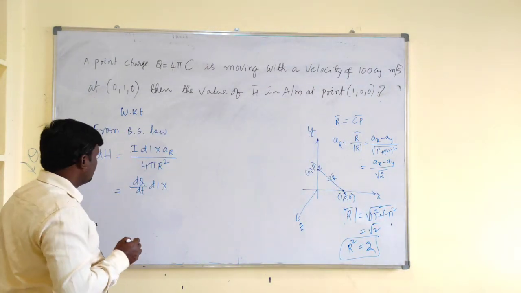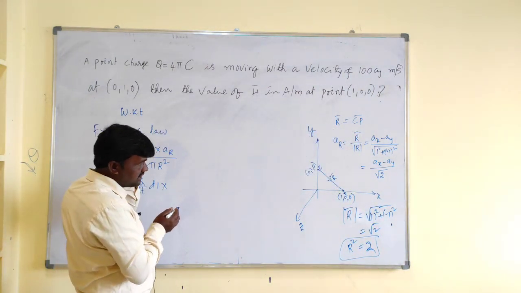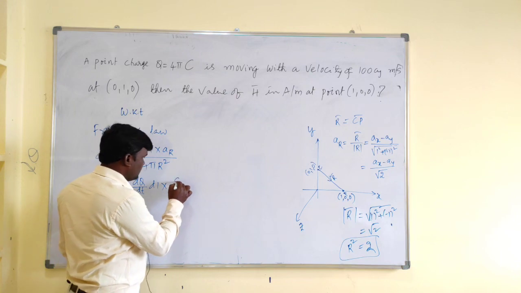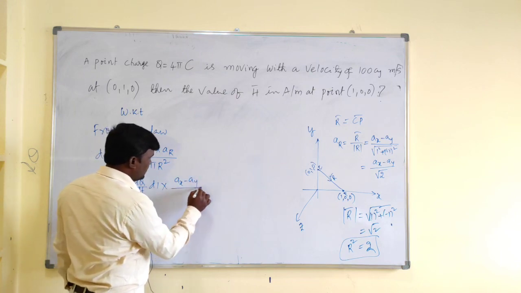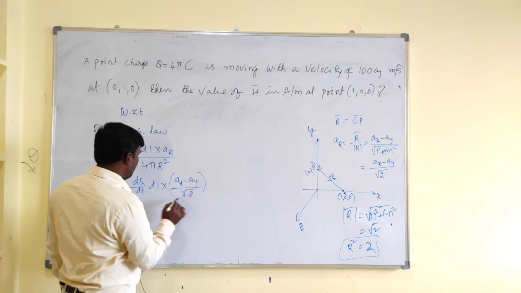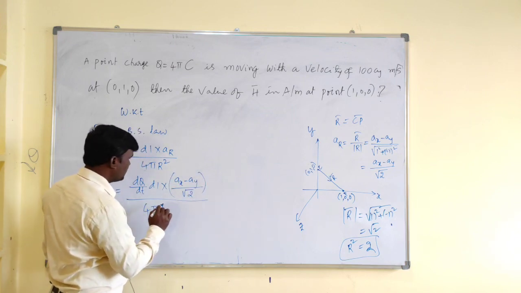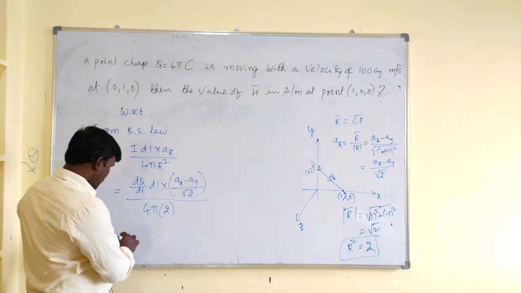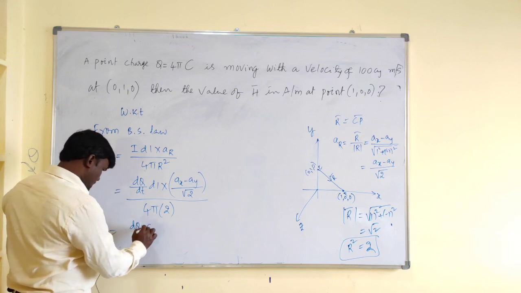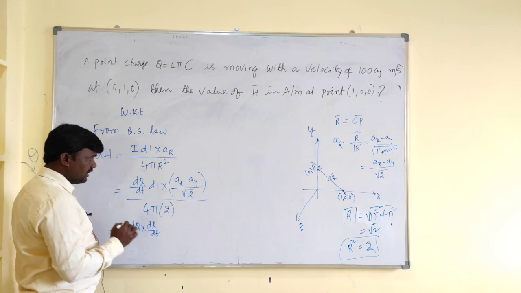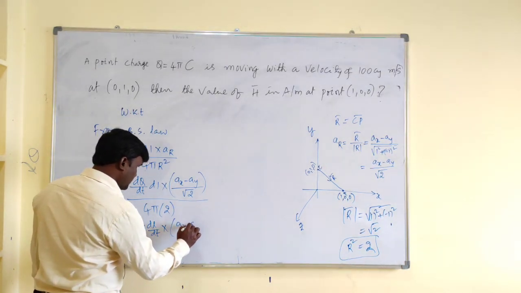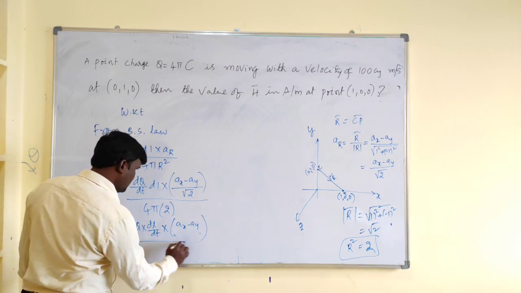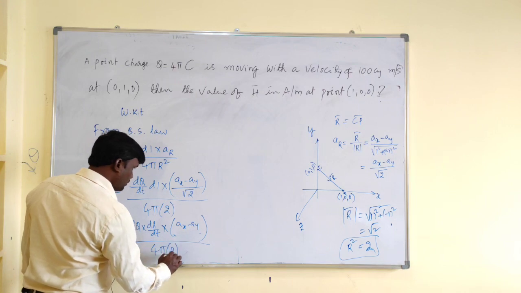Now substitute that in. a_R is (a_x minus a_y) by root 2, divided by 4π R squared. As R is root 2, R squared means 2, so 4π into 2. Now we can write this as dQ dl by dt into (a_x minus a_y) by 4π 2 into root 2.